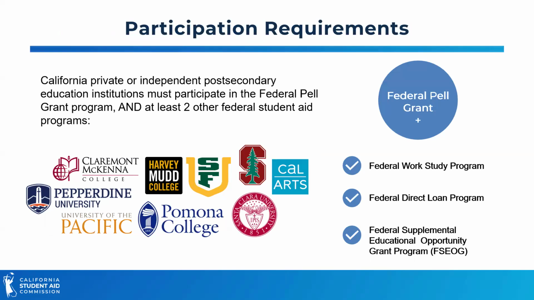So in order to administer Cal Grant, the schools must also participate in the federal Pell Grant program and at least two other federal student aid programs. So that can include federal work study, the direct loan program, or FSEOG. So a few examples of the private institutions within California that can administer Cal Grant are listed here, and they are participating in Pell Grant and at least two other federal aid programs.